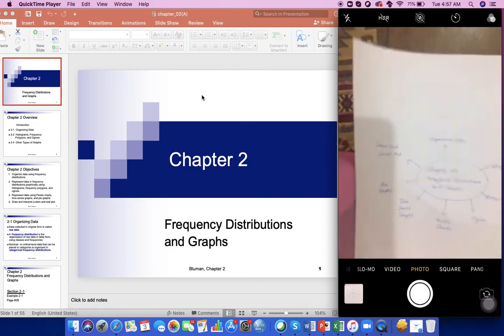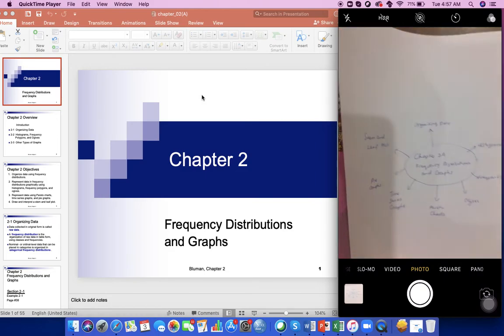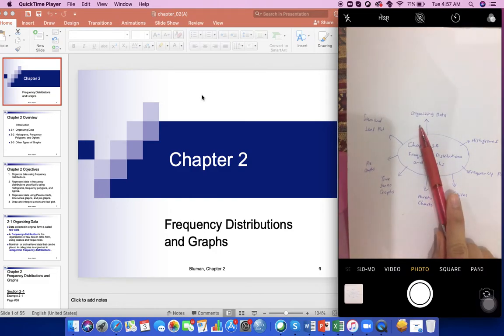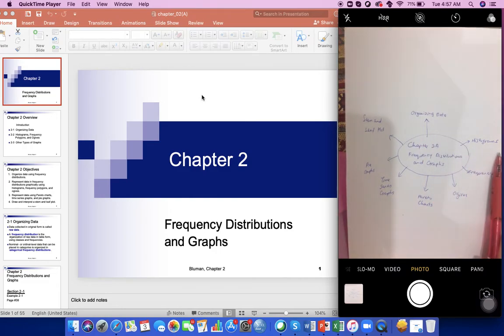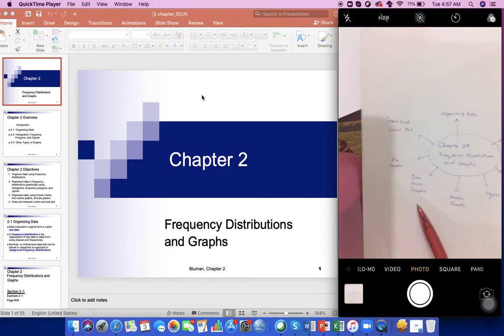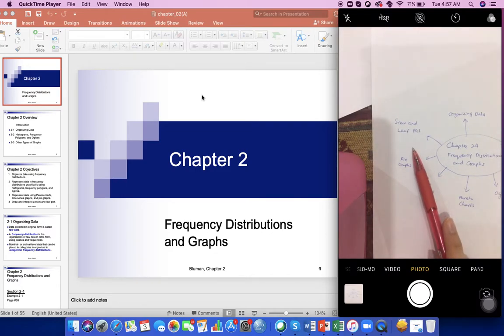So chapter 2 is about frequency distributions and graphs. In this chapter, you're going to learn how to organize data, what histograms are, frequency polygons, how to draw ogives, Pareto charts, time series graphs, pie graphs, and stem and leaf plots.